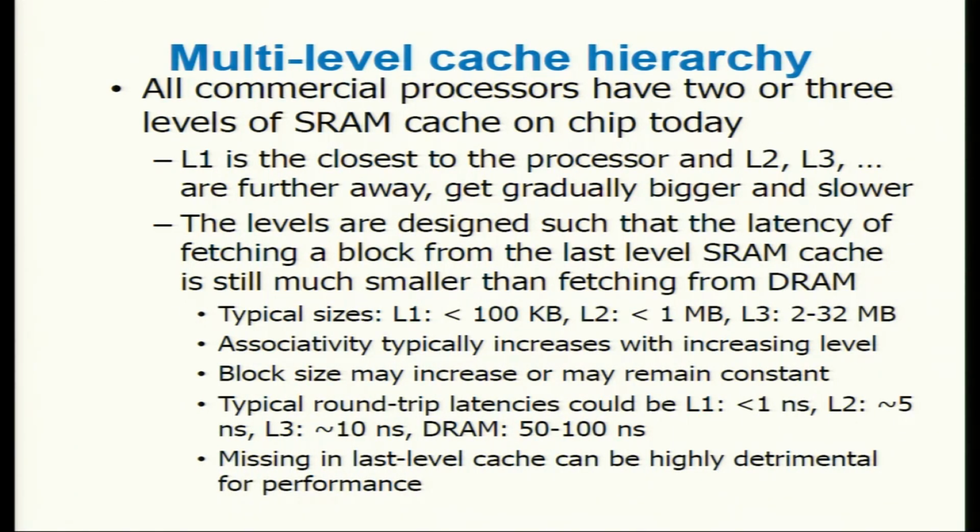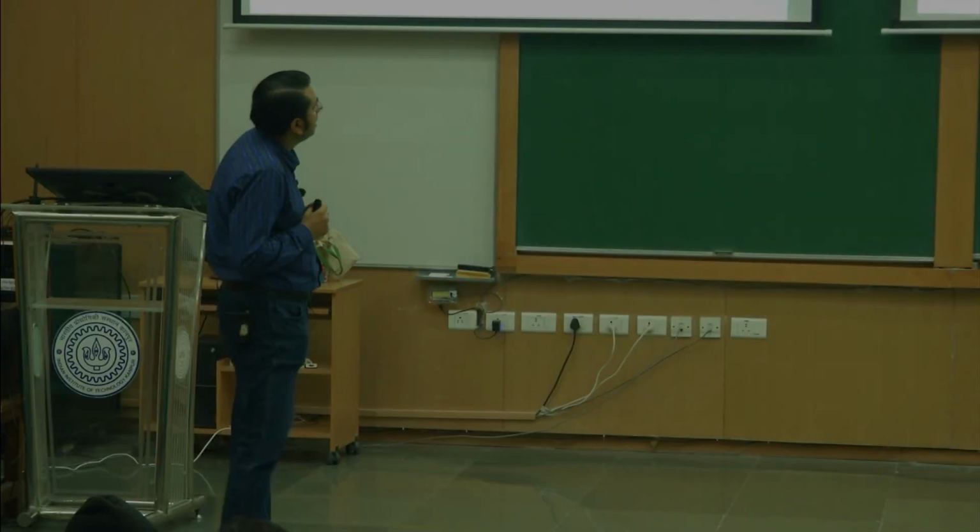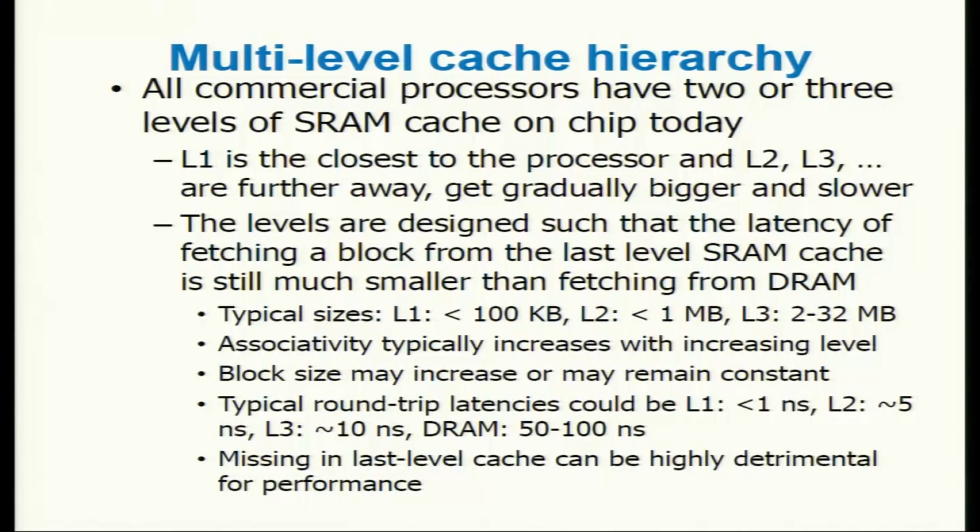Associativity typically increases with increasing level. Block size may increase or may remain constant. Block size is essentially the amount of data one cache element can hold. Typical round trip latencies: L1 is typically less than 1 nanosecond, L2 is about 5 nanoseconds, L3 is about 10 nanoseconds, and DRAM is about 50 to 100 nanoseconds. You can see the jump there from L3 to the DRAM.